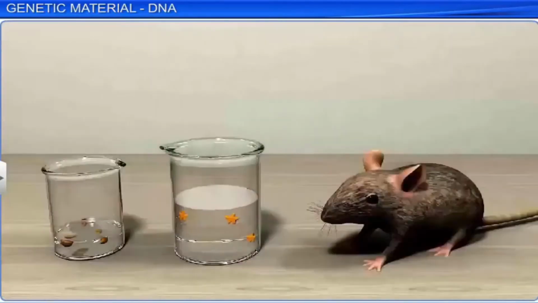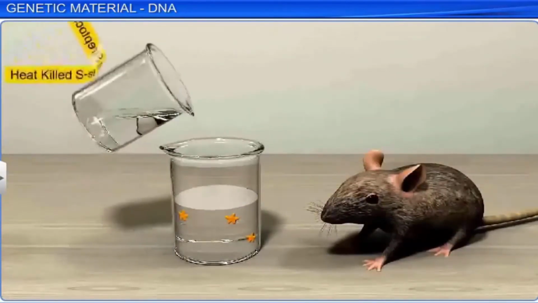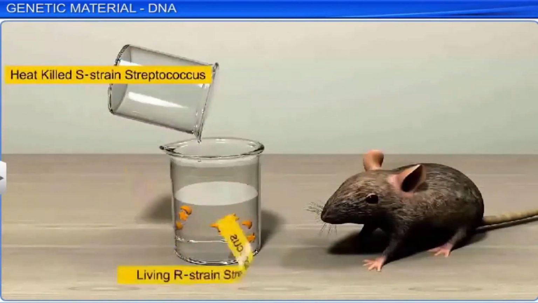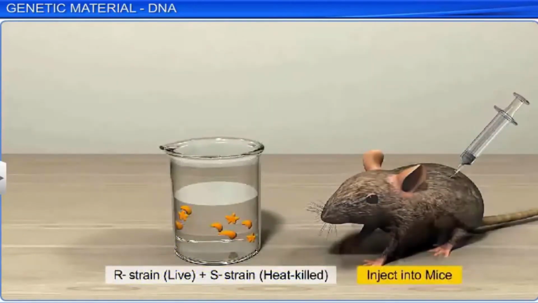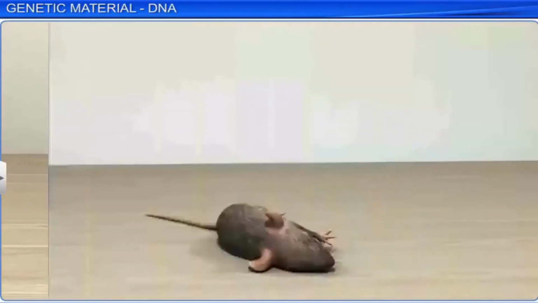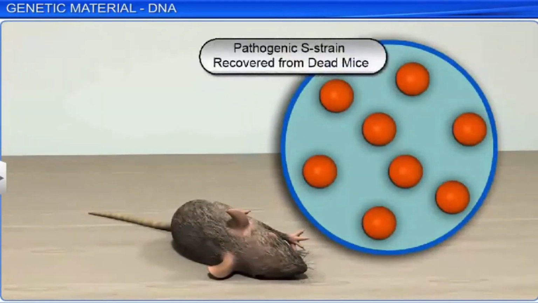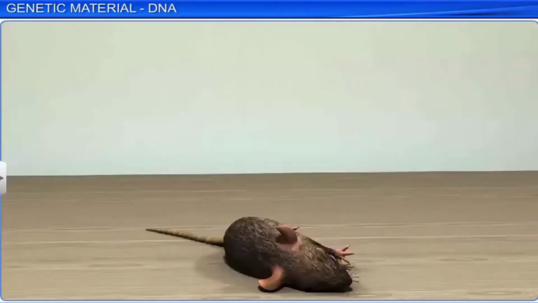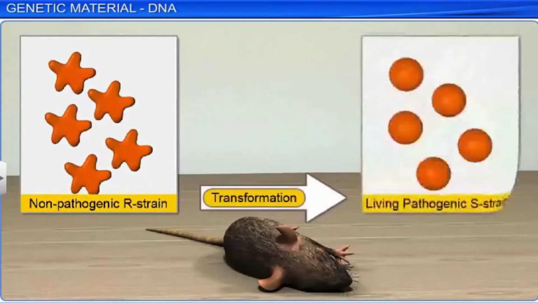During his experiments, Griffith realized that when heat-killed S-strain cells were mixed with R-strain living bacteria, and this mixture was injected into healthy mice, they died of pneumonia. Thereafter, when the bacteria were isolated from dead mice, they were found to be of the living S-strain type. This proved that the R-strain bacteria had transformed to the living S-strain. Yet, for a long time, due to lack of conclusive proof, proteins were believed to have caused this transformation.